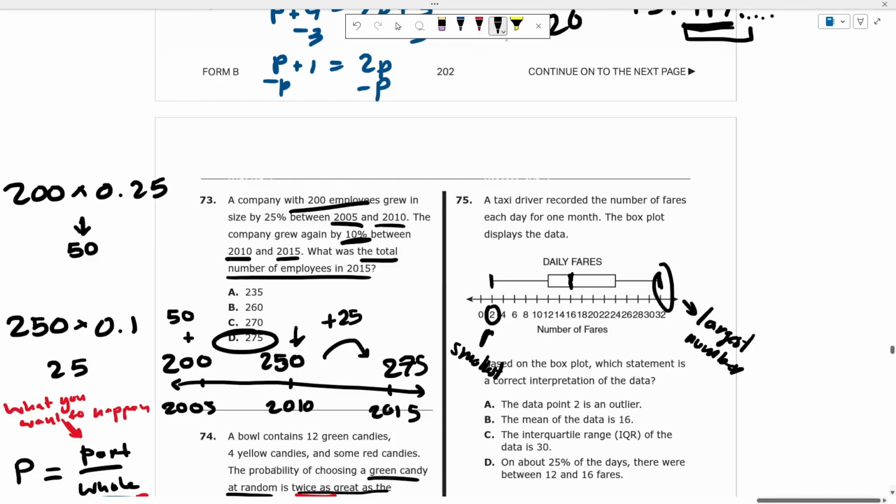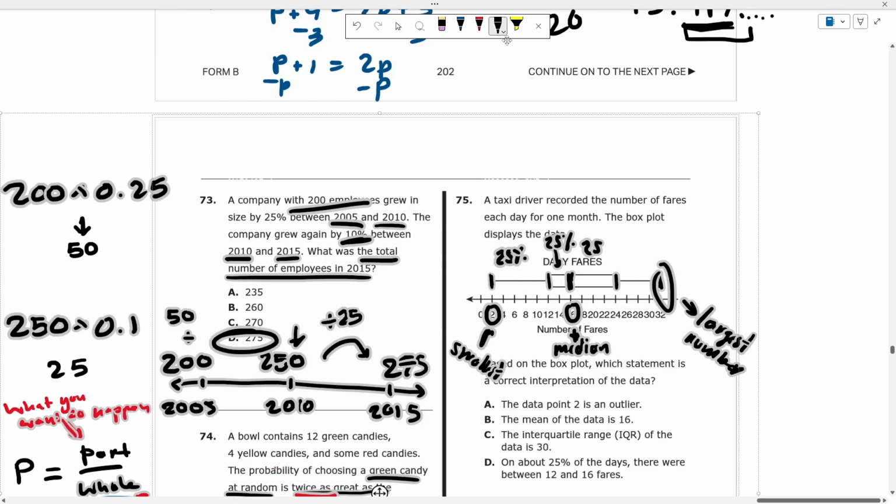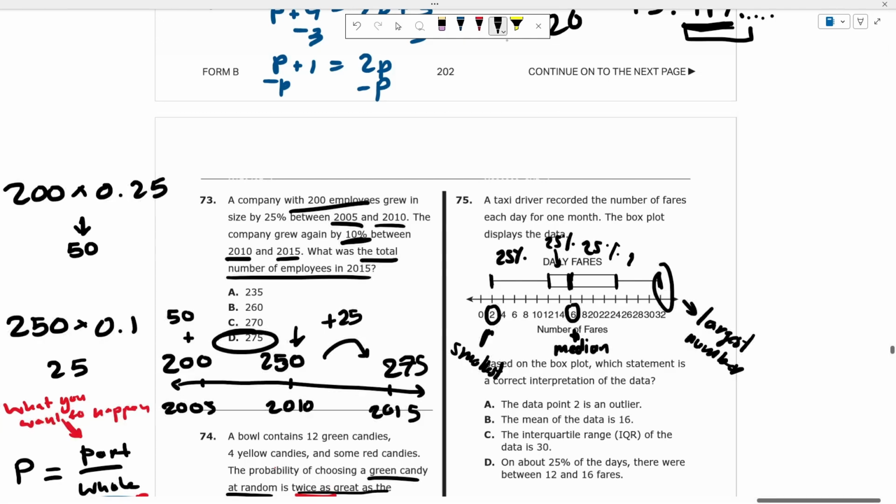This middle line right here is going to be the median, or the middle value, and everything else is going to be 25%. So from this line to this line is 25%, from this line to this line is 25%, and so on. All in all, it's equal to 100%. In between each one of these lines is 25% of the data. So in this case, 25% of the data falls between 2 and 12, 25% falls between 12 and 16, and so on and so forth.